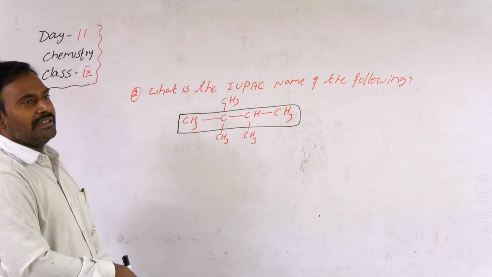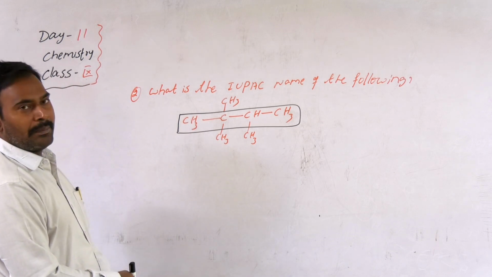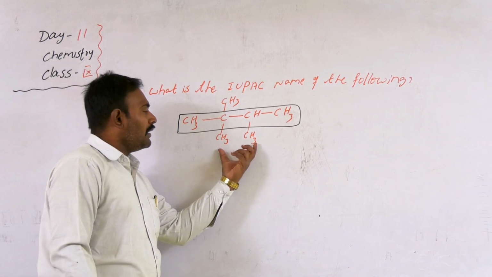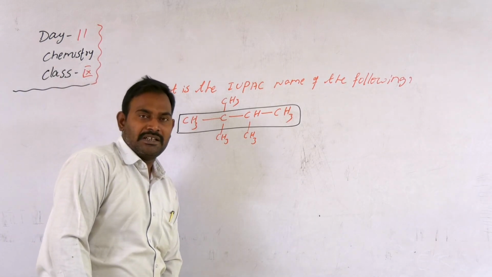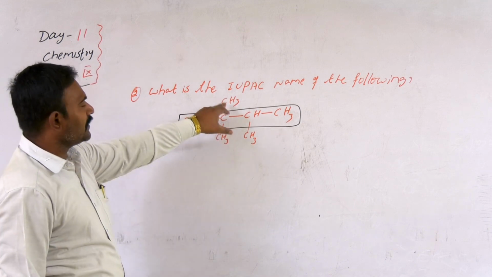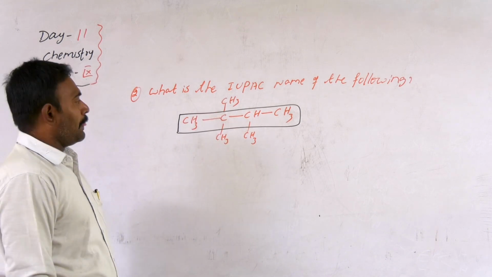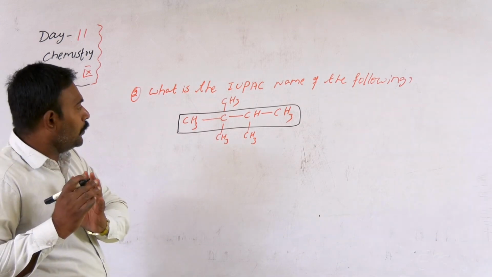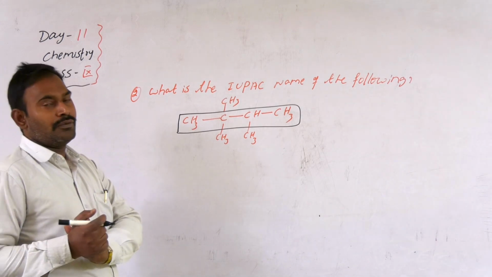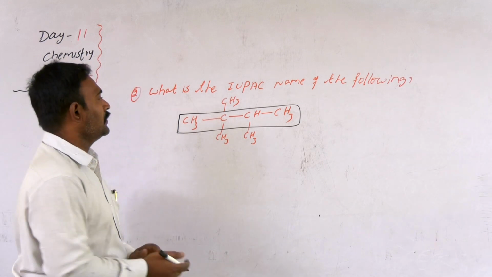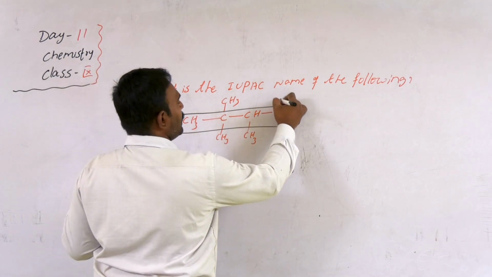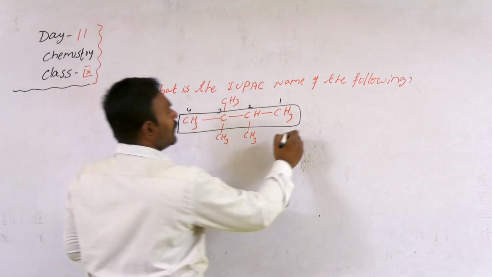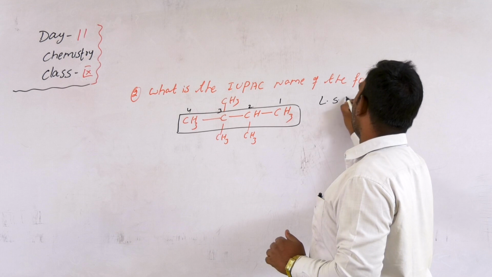Then the second point is, we have to allot the numbering. While giving the numbering, we need not worry, all are the same branch. All are methyl groups only. Then we have to see the lowest sum rule also. We have to follow the lowest sum rule. Suppose first I give the numbering 1, 2, 3, 4.